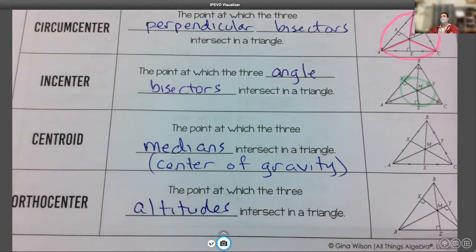I kind of agree that the Ortho Center is bogus. There's not much real life value to this one. It is part of something called a 9-point circle, or an Euler line, which is kind of cool. But you've got to be a math nerd to appreciate that. Okay.